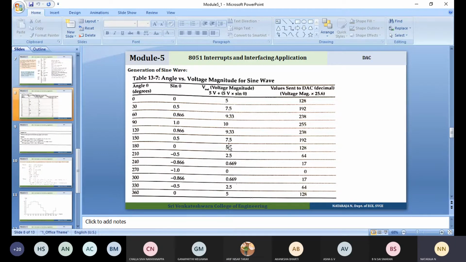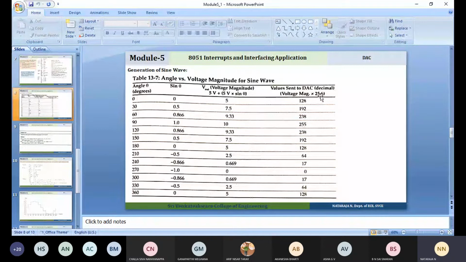Why are we going to find these values? We need to find some hexadecimal values. That is why we are taking this. Now, the value sent to the digital to analog converter is a decimal value that we need to find by making use of this. For that we have the voltage maximum into 25.6. The voltage maximum is the maximum voltage we are going to get. This is 5 and we multiply it by 25.6.